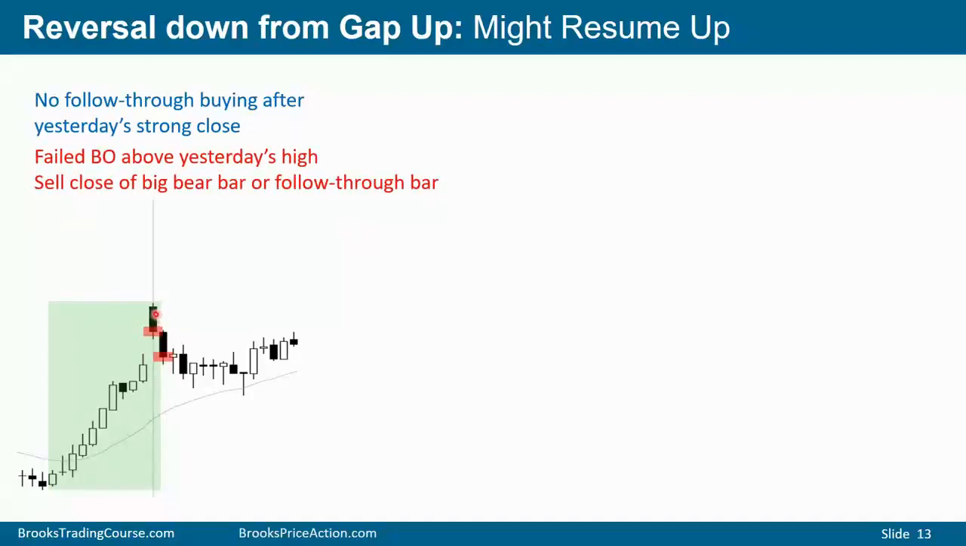Now I said after two big bear bars, probably at least a little bit more down. Bears will place a limit order as soon as that bar closes, a limit order to sell its high, and they'd get filled when this bar traded above that bar's high. So that's at least a scalp.